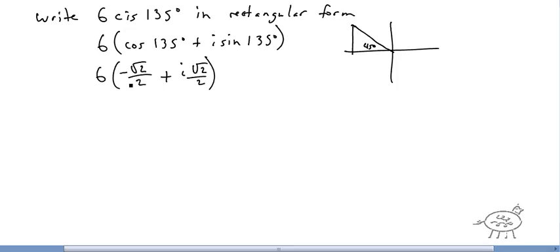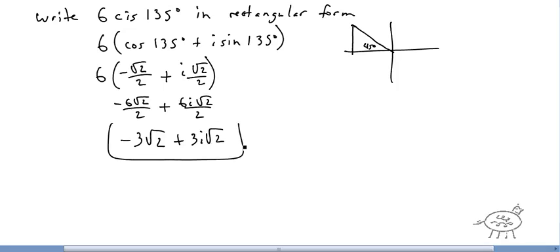I'm going to distribute that 6, so I get negative 6 root 2 over 2 plus 6i root 2 over 2. Simplify it, I get negative 3 root 2 plus 3i root 2. And there you go. That is rectangular form.